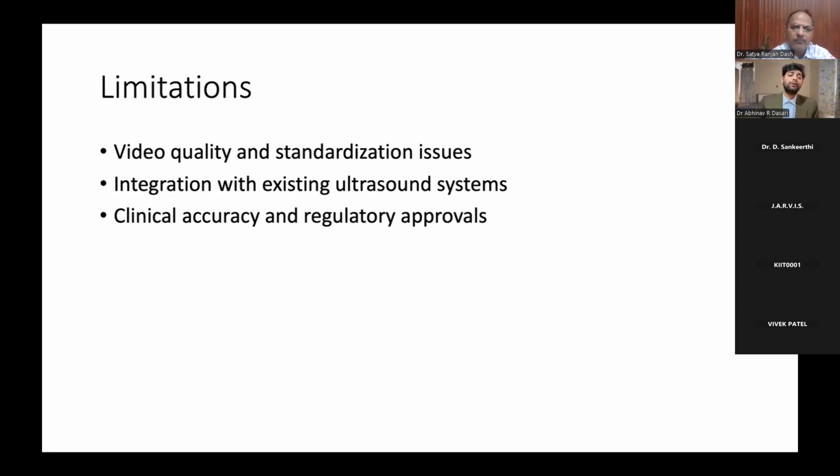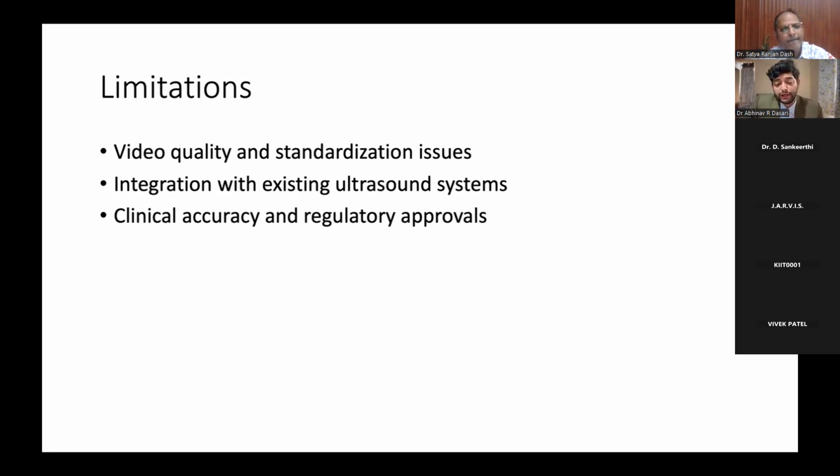And what are the limitations for AI? What I feel is video quality and standardization issues are still there because we have different machines. Some work at 720p, some work at 1080. We also have 4K monitors. One video quality standardization is required to make the job easier.